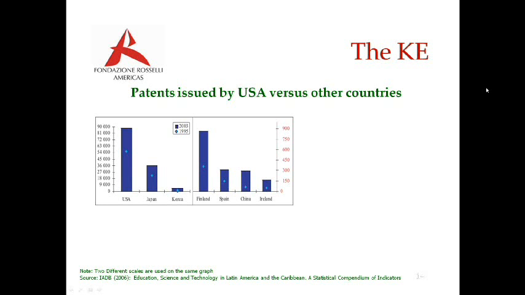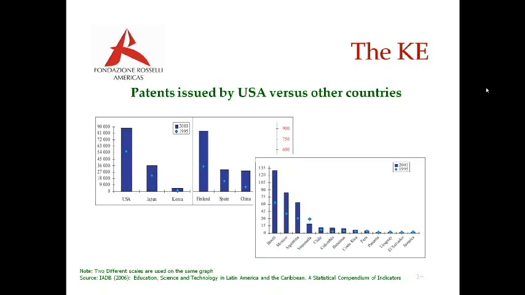So you will see the striking difference between the countries on the left, USA, Japan, and Korea, and the countries on the right, Finland, Spain, China, and Ireland, in terms of patents issued by selected countries, not only USA versus others. And look at the same concept as far as Latin America is concerned. Brazil is ranking first, but on a scale from 0 to 135. So the difference is striking in terms of patents.